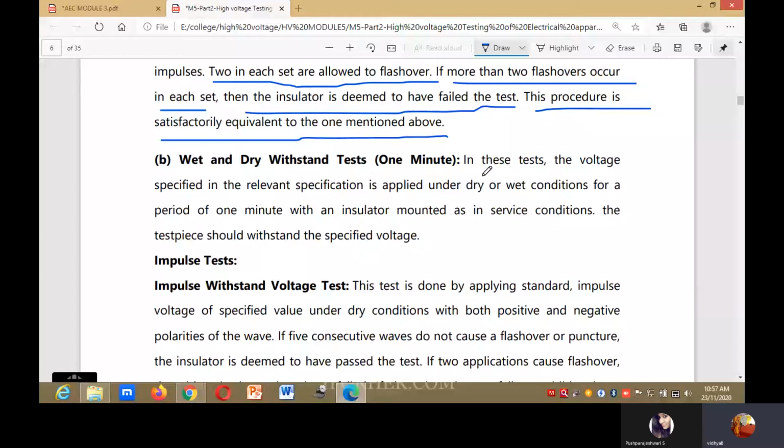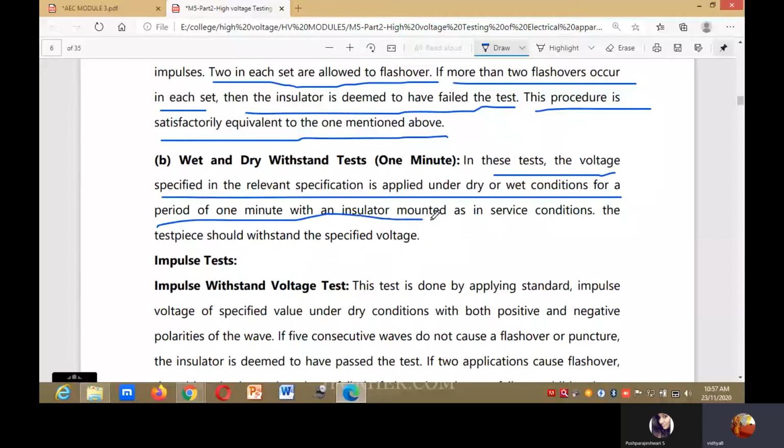In this test, the voltage specified in the relevant specification is applied under dry or wet conditions for a period of 1 minute with an insulator mounted as in service conditions. Okay, in service condition only they will test. The test object should withstand the specified voltage. Okay, they will apply the voltage of the relevant specification, under dry or wet conditions, for a period of 1 minute.